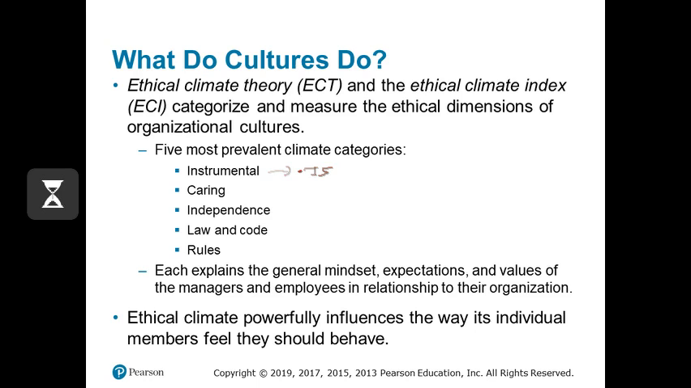The caring climate deals with looking out for other people. The independence climate deals with freedom and autonomy within your work. Now, the law and code and the rules climates are very similar, but the difference between them is that the law and code climate deals with regulations that come from an external force, and rules are related to something that is more internal. What you'll also notice is that these four categories, caring, independence, law and code, and rules, are all associated with lower levels of turnover than the instrumental climate is.